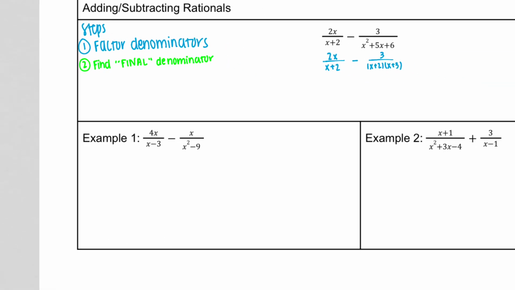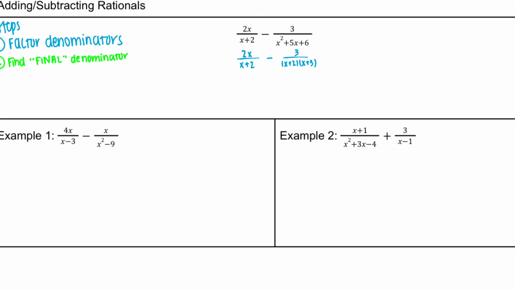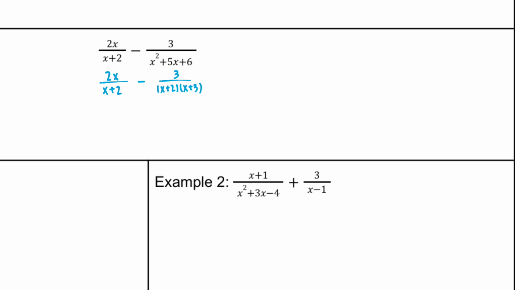Step 2, we're then going to find what we call our final denominator. So what I'm going to do over to the side is I'm going to write final because we need to keep that in mind. It's going to be the denominator, so it's the bottom of the fraction. So I'm going to go piece by piece. The first thing I have is x plus 2. I don't have it over here in the final, so I am going to write it in parentheses, x plus 2. Now I go to the next piece.